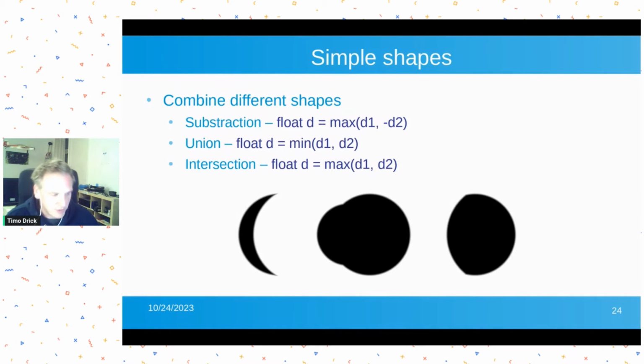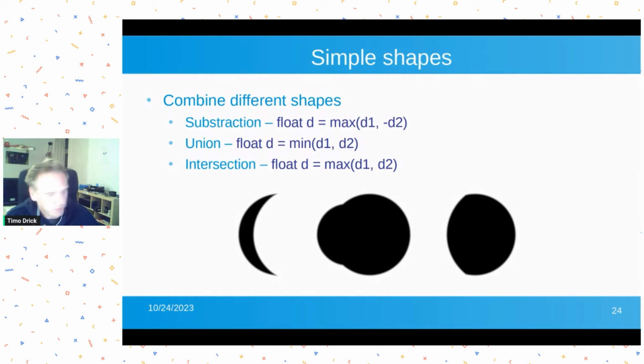Maybe simple shapes are not enough, so we want to combine shapes to create more complicated ones. This is also very easy. For example, when we want to subtract two circles from each other to get a moon, as you can see on the left, then we can use the max function. So we use the maximum of two distance functions, and for the second distance function, we invert it. So we use the minus sign for the function which gets subtracted.